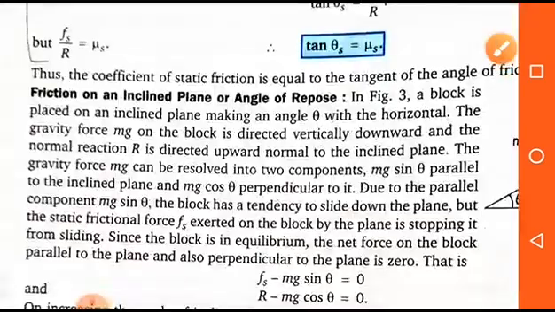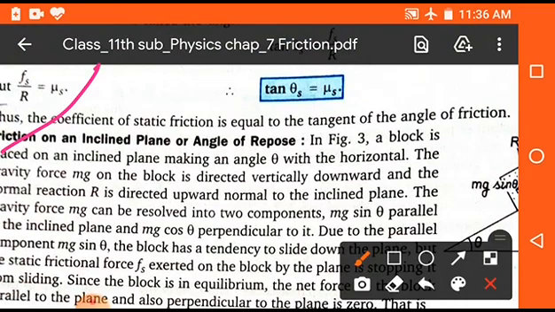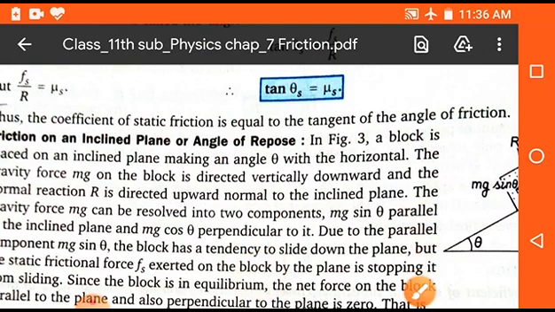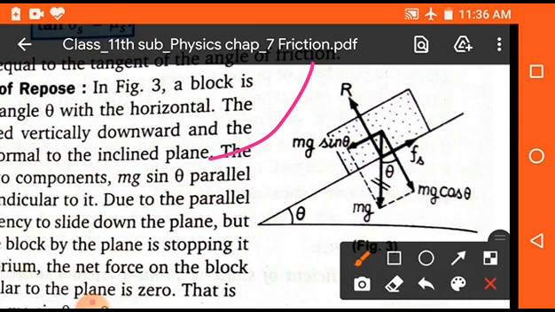Now students, the next topic is friction on an inclined plane, or angle of repose. It is also an important point. In this condition you can see a diagram, and in this diagram an object whose mass is capital M is placed on an inclined surface which is inclined at angle theta from the horizontal surface. Its weight mg is working in the downward direction and a normal reaction force is working in the upward direction. If we take two components of its weight mg, we get mg sin theta along the incline and mg cos theta perpendicular to it.